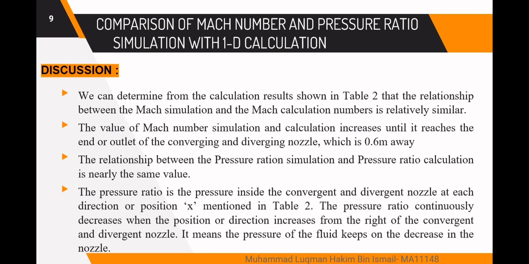The pressure ratio is the pressure inside the convergent and divergent nozzle at each position x mentioned in table 2. The pressure ratio continuously decreases when the position increases from the inlet of the convergent and divergent nozzle. It means that the pressure of the fluid keeps on decreasing in the nozzle.